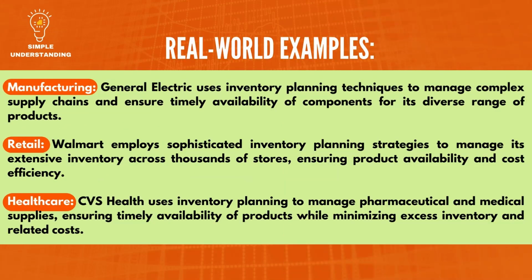Real-world examples. Manufacturing. General Electric uses inventory planning techniques to manage complex supply chains and ensure timely availability of components for its diverse range of products. Retail. Walmart employs sophisticated inventory planning strategies to manage its extensive inventory across thousands of stores, ensuring product availability and cost efficiency. Healthcare. CVS Health uses inventory planning to manage pharmaceutical and medical supplies, ensuring timely availability of products while minimizing excess inventory and related costs.